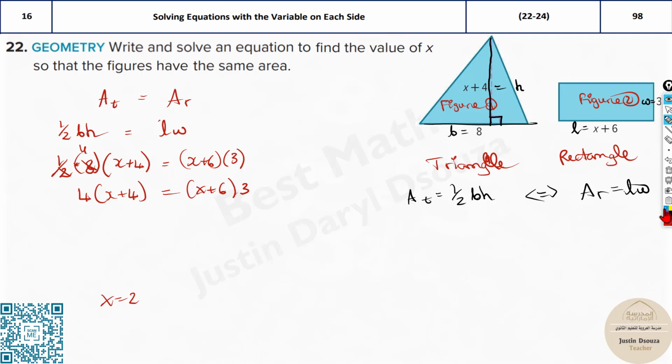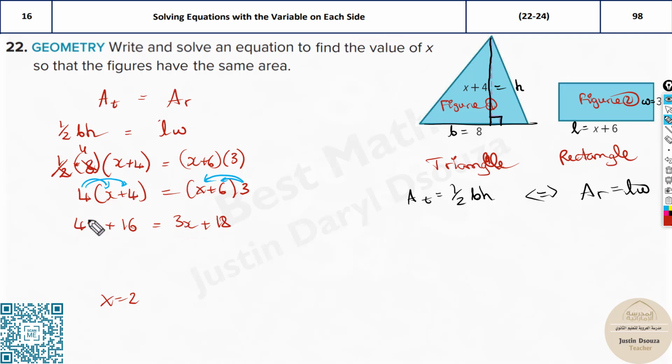Now we have to use the distributive property, that is, whatever is outside the bracket is multiplied here and over here, and this is multiplied here and over here. So how do we do that? Very simple. 4 times x is 4x plus 4 times 4 is 16. That's it. Equal to 3 times x is 3x plus 3 times 6 is 18. That's the step. And now, how do we find the x value?